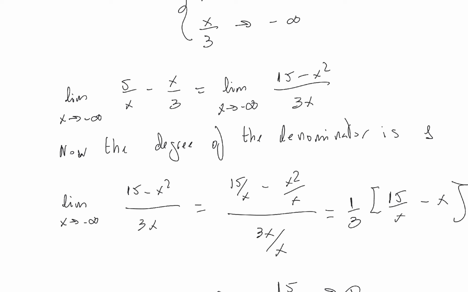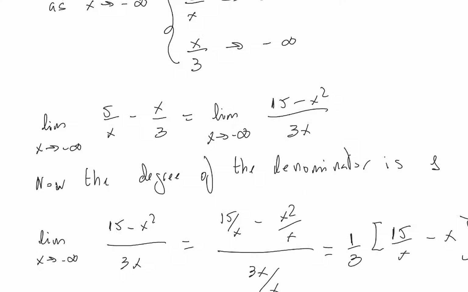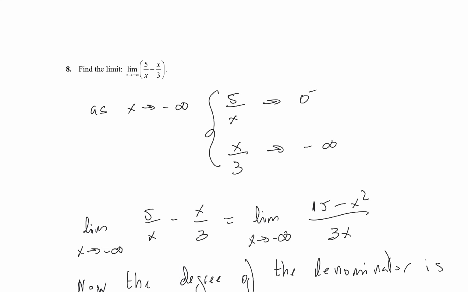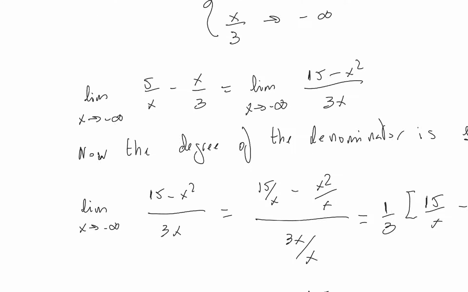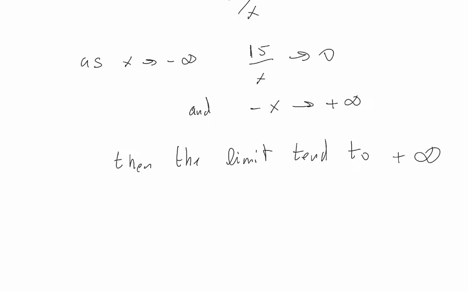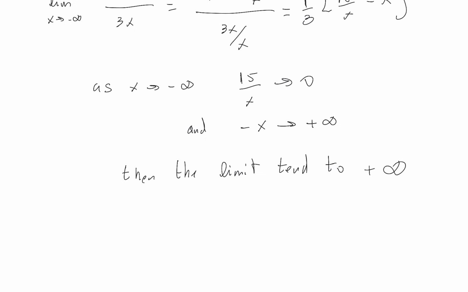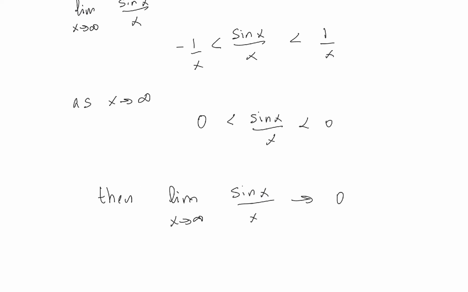You place a big number for x here, let's say x equals 1 million, and you make the sum, it will be a big number. You make a bigger number and it will be an even bigger number. So this limit is plus infinity as x tends to minus infinity.